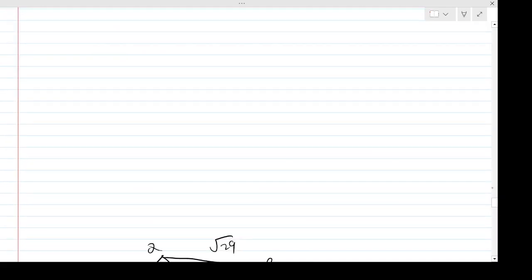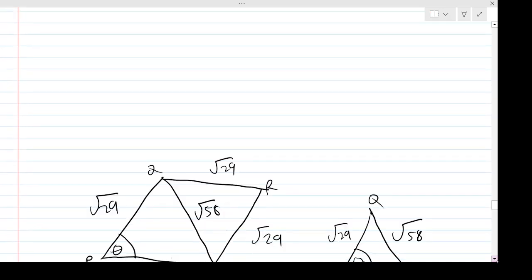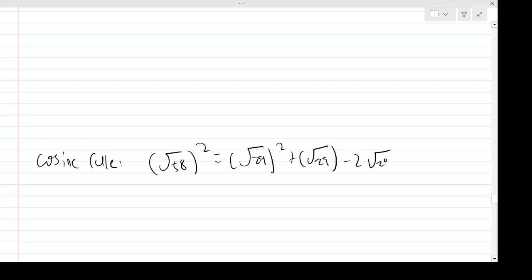So now I can use the cosine rule to find theta. I'll do it up here, I've got a lot of room. Cosine rule. So I'm using the cosine rule to find theta in this triangle. Well, theta is opposite the length of root 58. So I can say root 58 all squared is going to equal the other two sides all squared, so root 29 squared add root 29 squared minus 2 lots of root 29 times root 29 cosine theta.